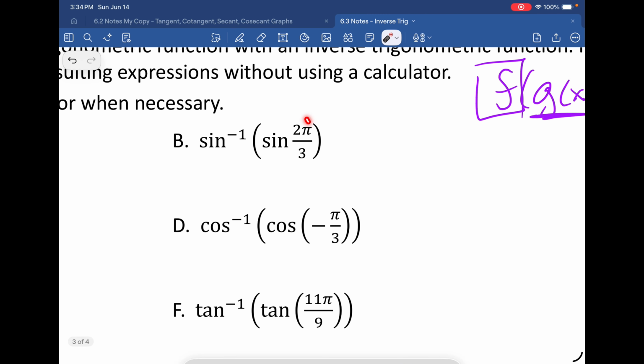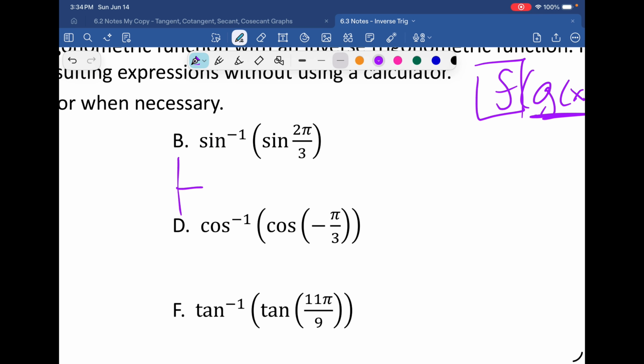Okay, but this one, this is our domain. Pi/2, negative pi/2. This one's outside that domain. So I've got to work on it. We're going to find what's inside. Keep the outside. Evaluate the inside.